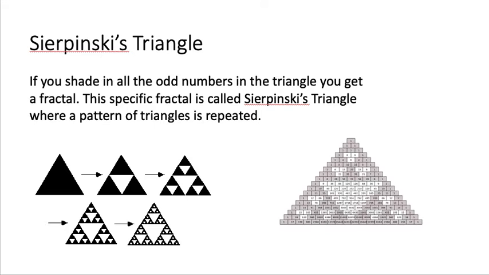Sierpinski's triangle is another pattern you can find. If you shade in all the odd numbers in the triangle, you get a fractal. This specific fractal is called Sierpinski's triangle, where a pattern of triangles is repeated infinitely. On a small scale, it doesn't look like much, but as you look at more rows, you can see it clearly develop and get bigger.